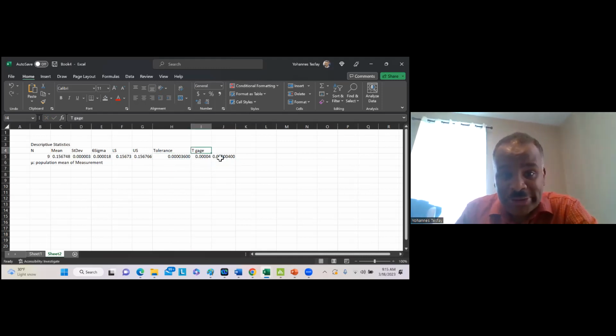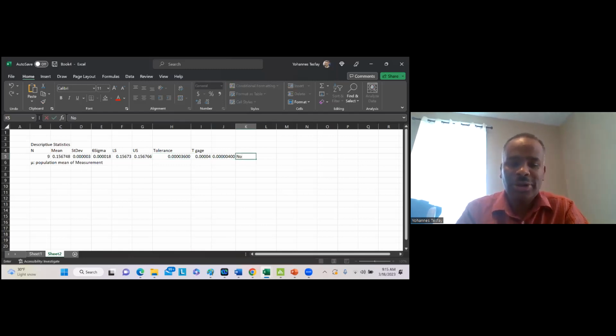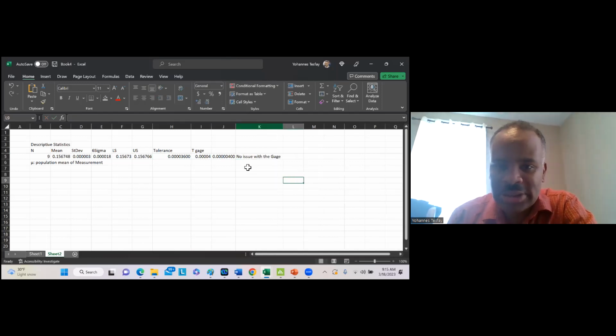So because the gauge tolerance is greater than the tolerance itself, okay, the gauge tolerance at 6 sigma process, we conclude here no issue of the gauge. This is our conclusion.